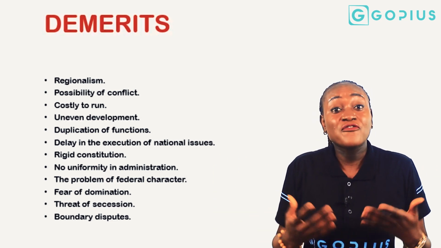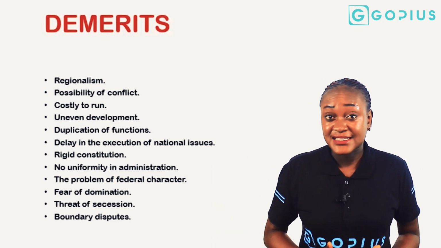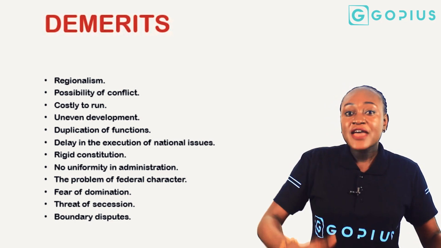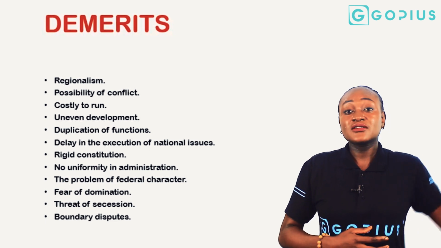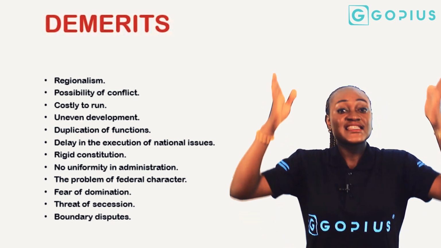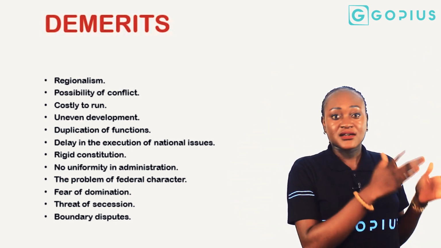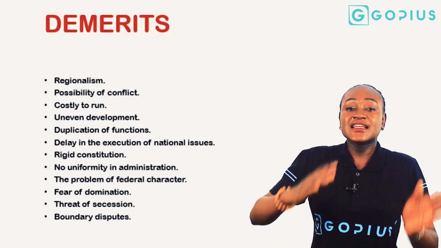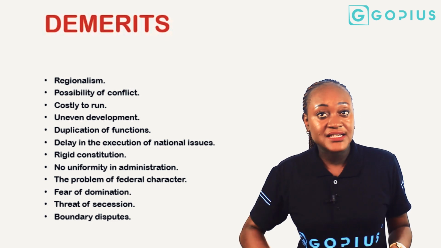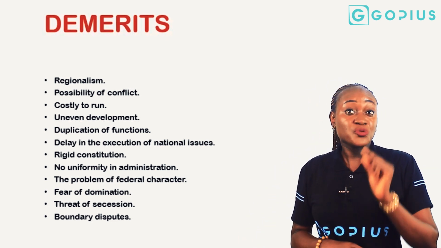It does not allow for even development. Yes, so some parts may be more developed than the others. Maybe because the president, whoever is at the head, is from a particular tribe, it's very easy for his area to be more developed at the expense of other areas. And functions can be duplicated.